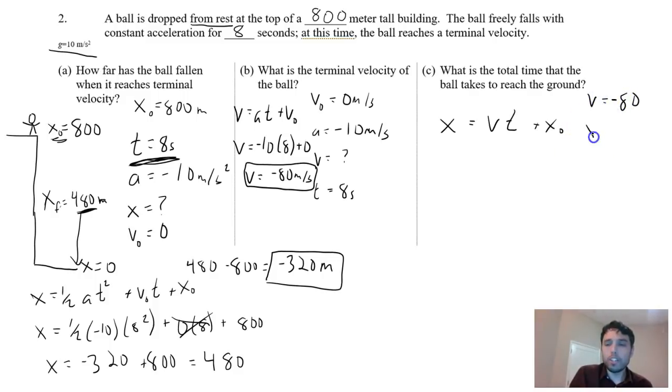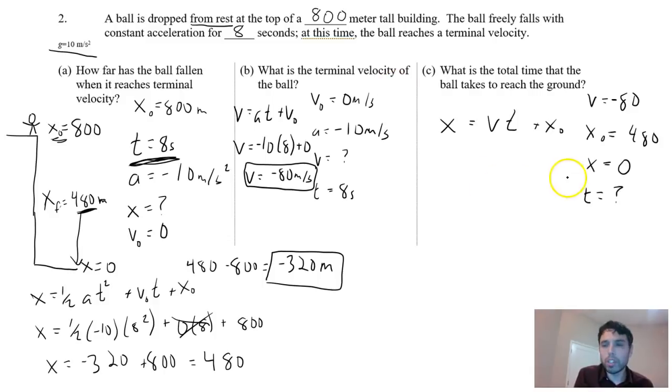I know my initial position. My initial position here is the final position from part A, right? Because that's where I've already solved part A. I don't need to solve it again. I know where I am in part A after those 8 seconds. So that's my initial position here. That's 480. My final position is 0, the ground, and I'm looking for time, t.